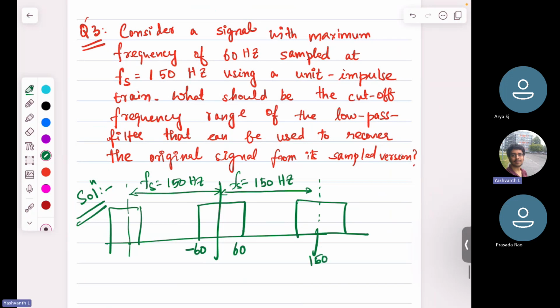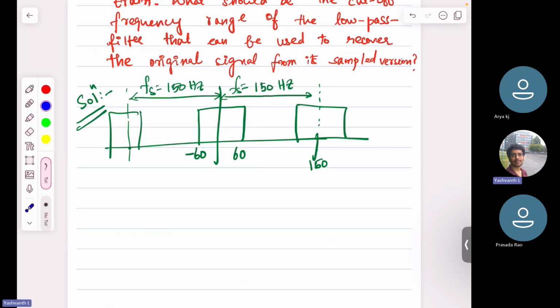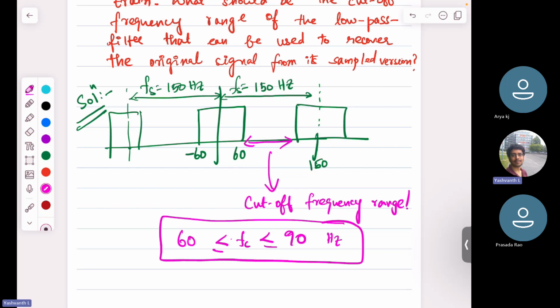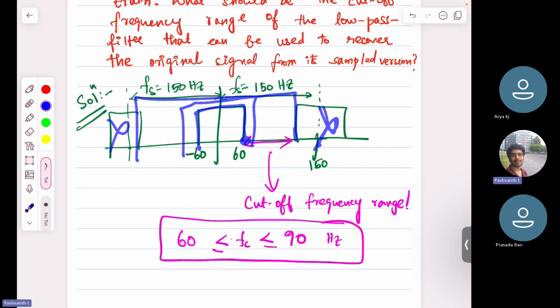So then you tell me what is the range? How much can the frequency range? This should be the cutoff frequency range. What is this range? It's 90, sir. No, it should not be just 90. It is fc between, it should be at least 60, but at most 90. At least you need to have 60 hertz so that you cover this window. At most you should go to 90 so that you don't cover these two windows. So it is between 60 to 90. The range of frequencies that you can allow for the low pass filter's cutoff frequency is between 60 to 90 hertz.